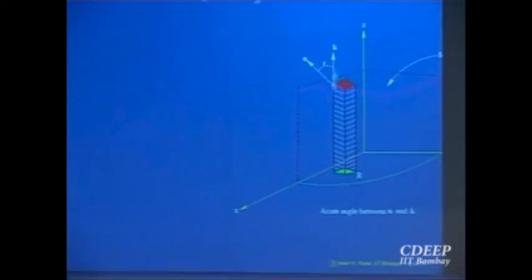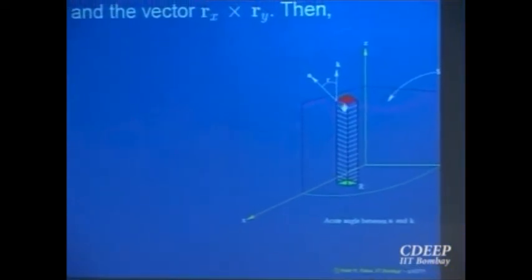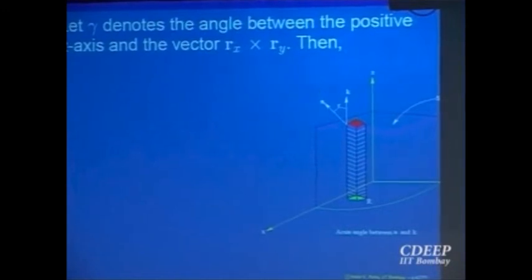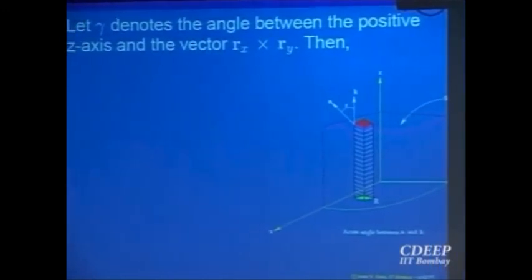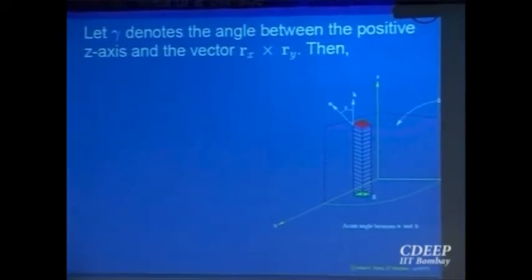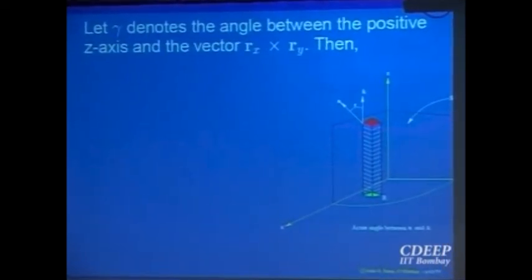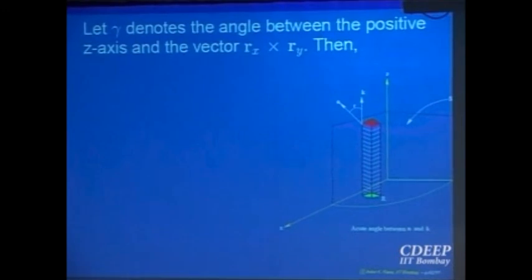So that is one observation that you get from here. This is the k vector, and this is Rx cross Ry. What is Rx cross Ry? That is a normal vector. So what I am saying is, at any point on the surface, you look at the normal vector and look at the angle with the positive k direction. That angle is always an acute angle. That is one observation.